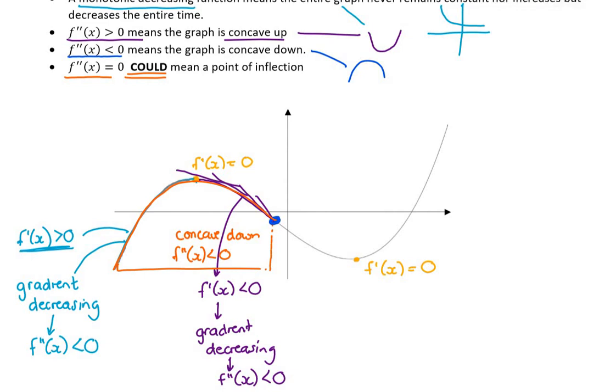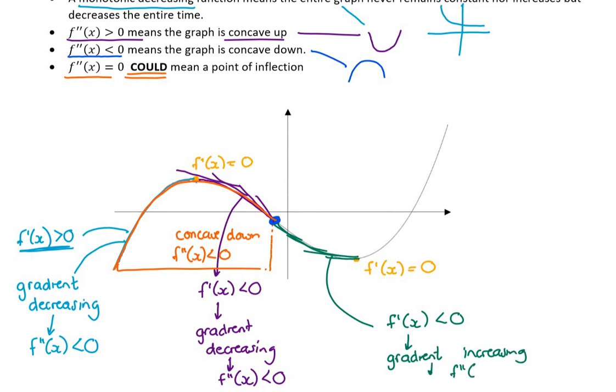Now what happens after this point of inflection is that part of the graph. In this part, my gradient is still negative. My graph is going down. However, if I drew in a whole bunch of tangents to see what's happening, the gradient itself is now increasing, because my gradient is going from a steep negative to a shallow negative and then eventually to 0. So if my gradient is increasing, my second derivative is now positive, and that's why it's called concave up there.